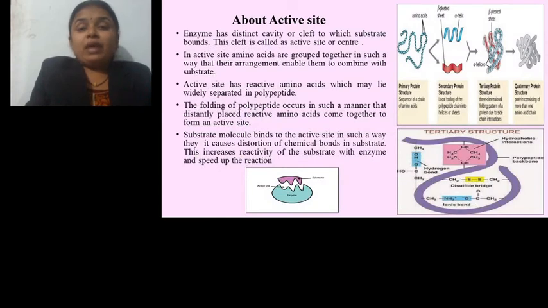Then about active site. Enzyme has a distinct cavity or cleft to which substrate binds. This cleft is called the active site or the active center. In active site, amino acids are grouped together in such a way that their arrangement enables them to combine with substrate. All the earlier said interactions make the active site special, and due to all these characters, such an environment is created in the active site which makes it possible to combine with the substrate.